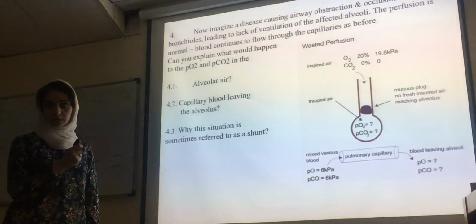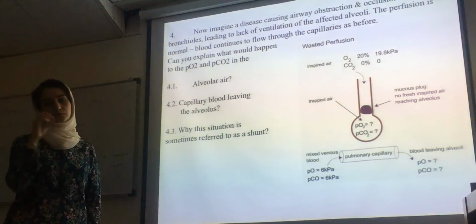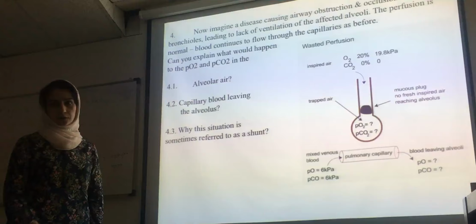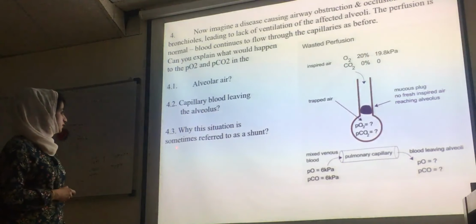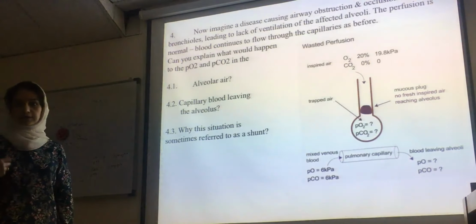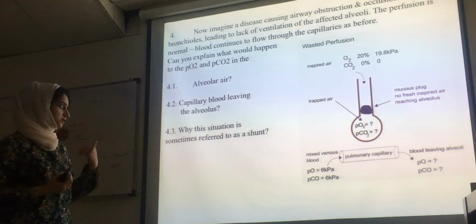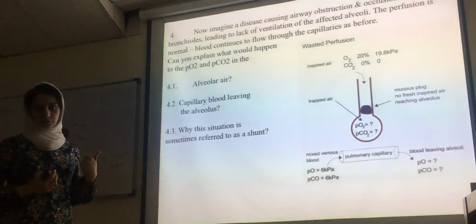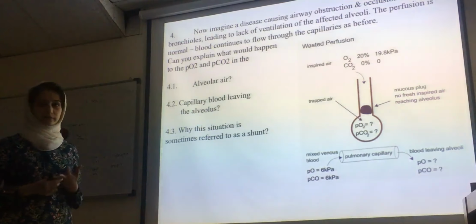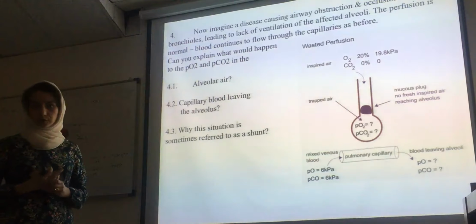this blood goes to where? To the heart, and it will pump it to the tissues. Why is this situation sometimes referred to as a shunt? Why is this called shunt? Physiological shunt. The other is called physiological dead space, increased physiological dead space, but this one is called shunt. Why is this called shunt?